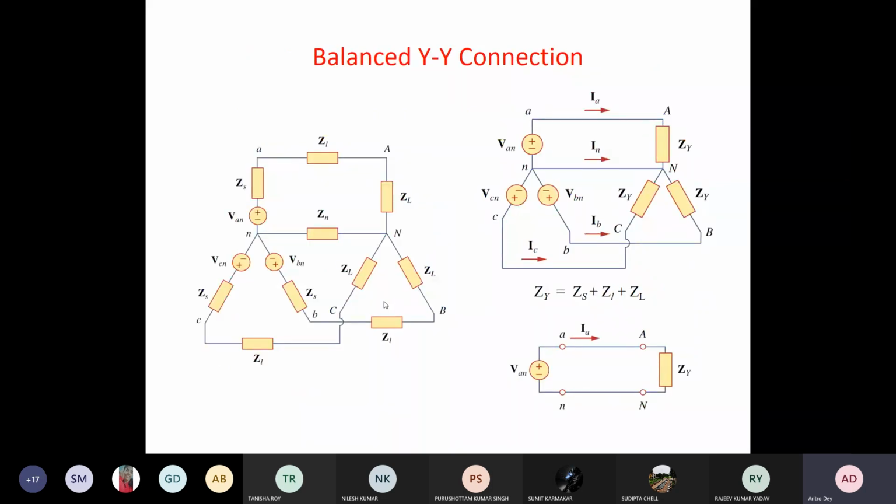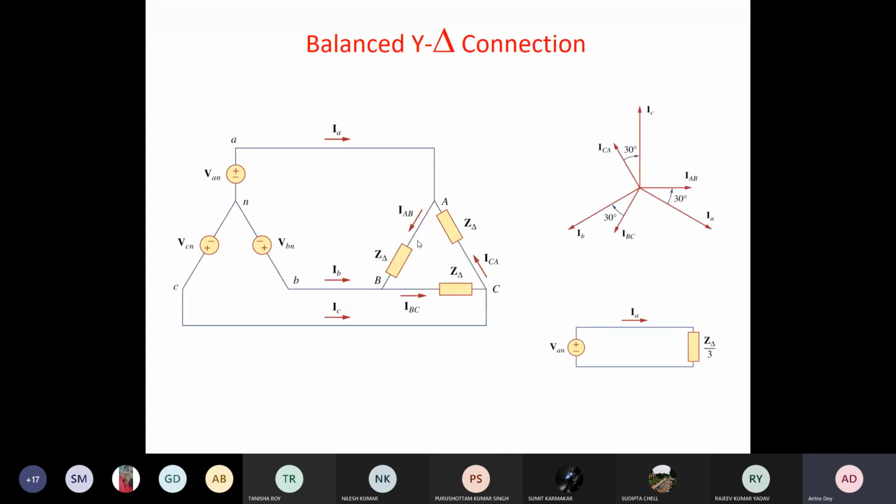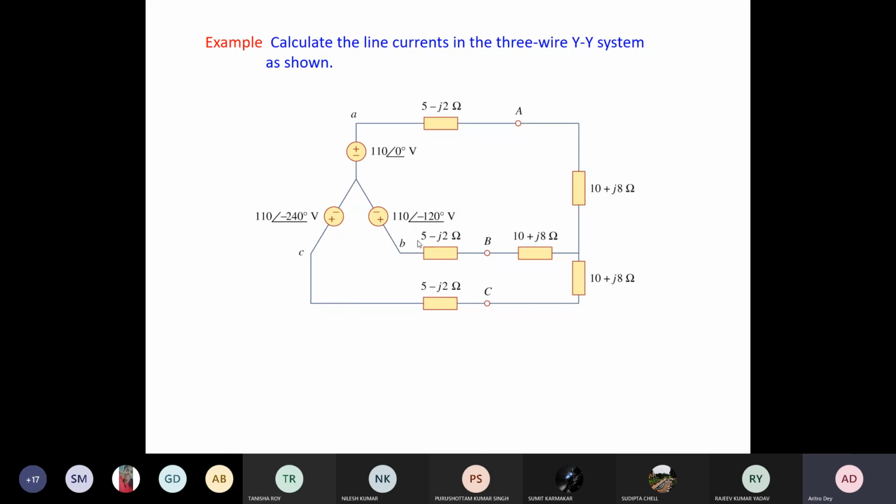And when we have the balanced YY connection, this is your source and this is your load. If you are using a balanced load, then your neutral current will be equal to zero, so there won't be any drop here. So these are some examples. Here you are given a problem, let us solve it.